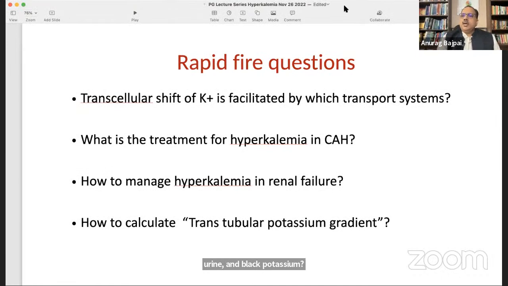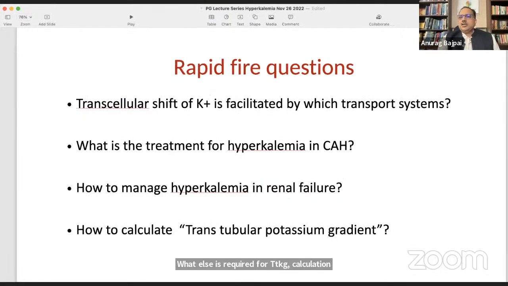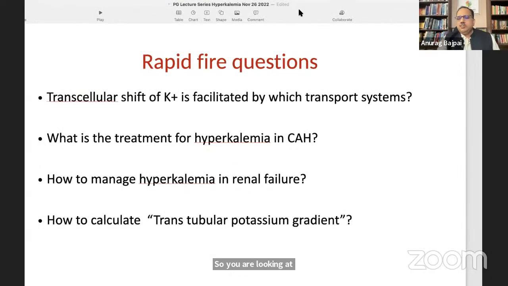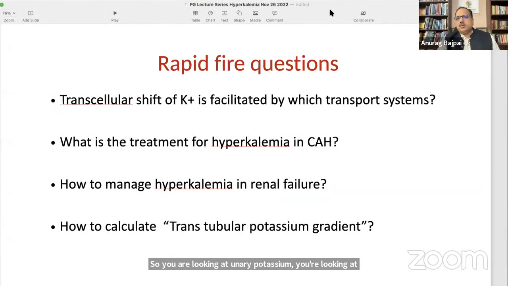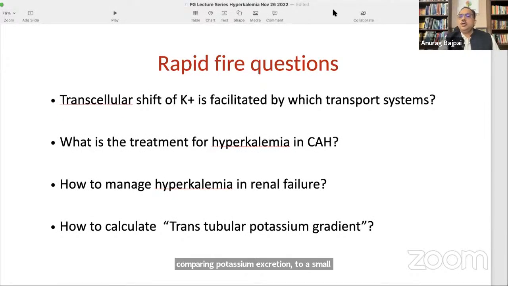So you are looking at urinary potassium and serum potassium. Urinary potassium upon serum potassium, divided by, since you are comparing potassium excretion to osmolar excretion, urinary osmolality and plasma osmolality. Dr. Mothu has already written this, so this will give a clue in that perspective.